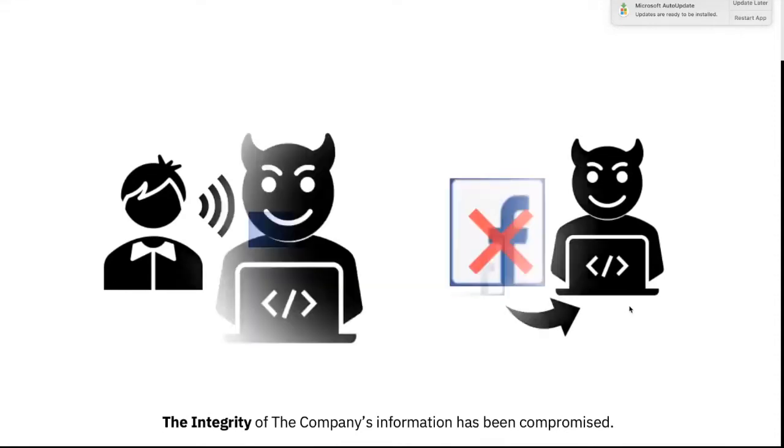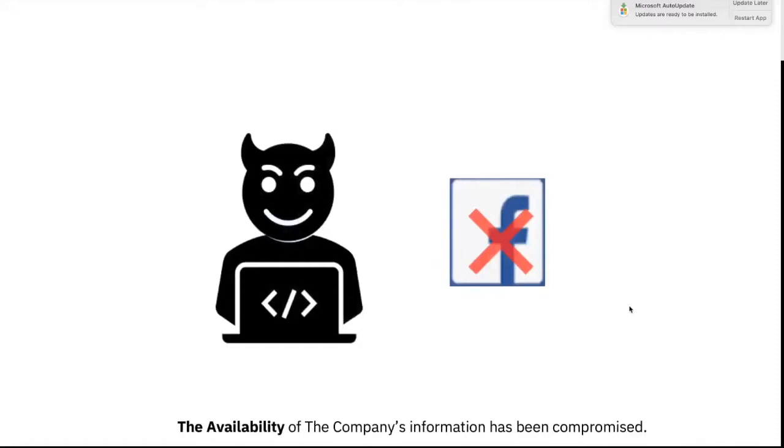Okay? And in the last scenario, this evil guy, the employee X, then decides to delete all John's posts and then deactivates the account to make it disappear forever. And in this way, the availability of the company's information has been compromised. So I hope this example has made the CIA triad even clearer for you.